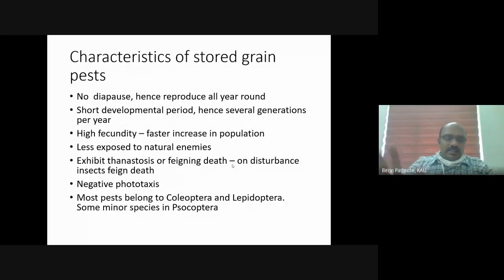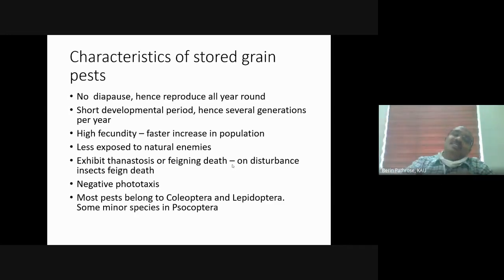Then, we have discussed a part of this, but still we have not discussed that. So what are the characteristics of stored grain pests? One thing is, there is no diapause for storage pests, and they can reproduce all the year round. That we told, because the weather parameters inside the godowns are extremely favorable for the multiplication of insect pests. So they don't have the need to go for diapause.